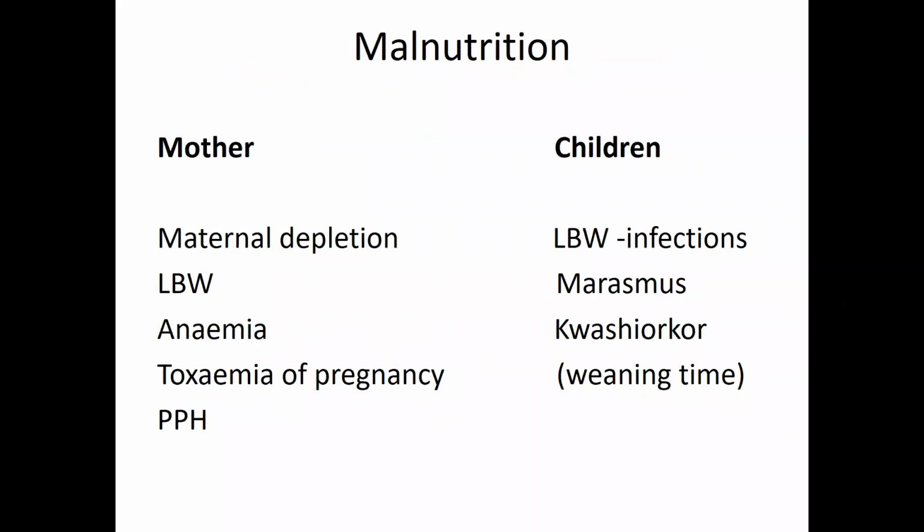Okay. So what happens on account of malnutrition? For the mother: maternal depletion, low birth weight, anemia, toxemia, and postpartum hemorrhage. For the children: low birth weight followed by infections, then marasmus, kwashiorkor. It's related to the weaning time.